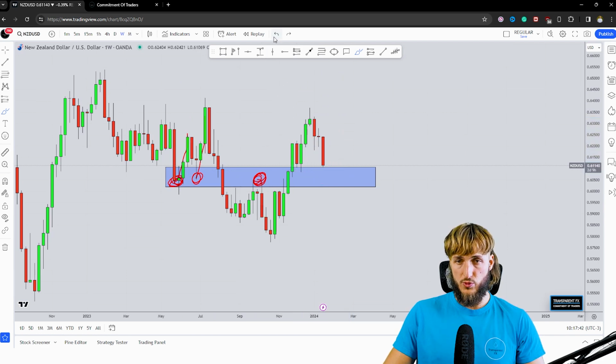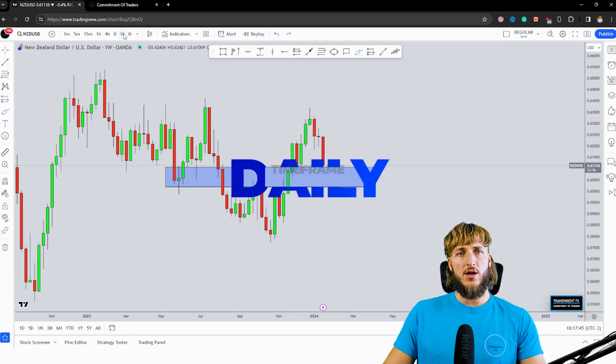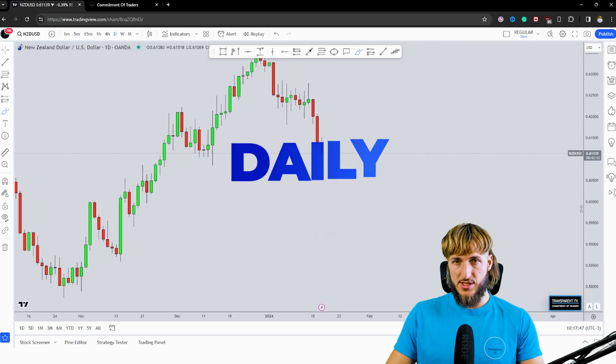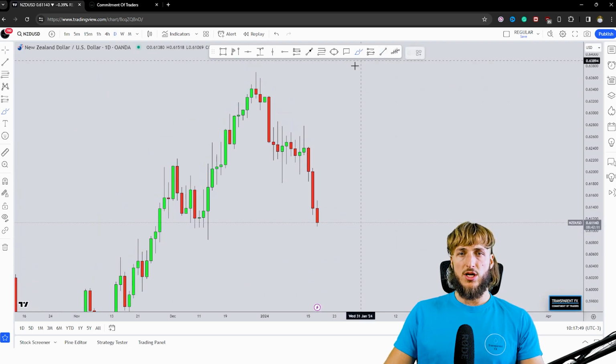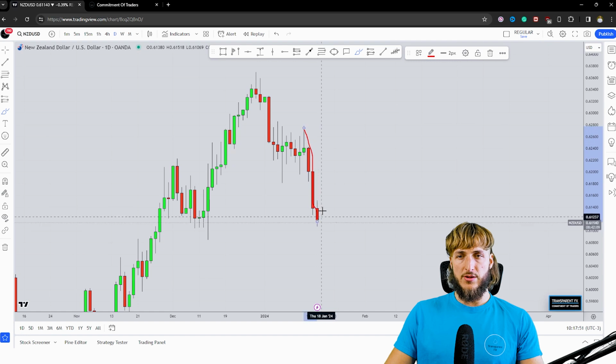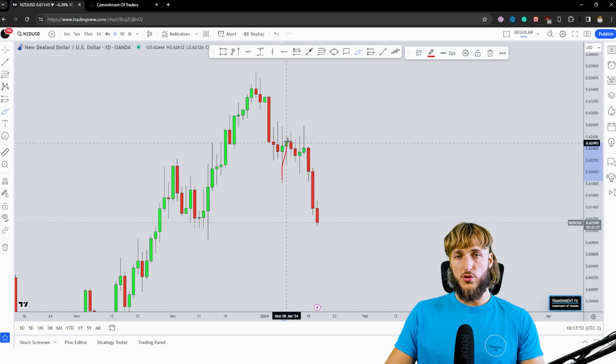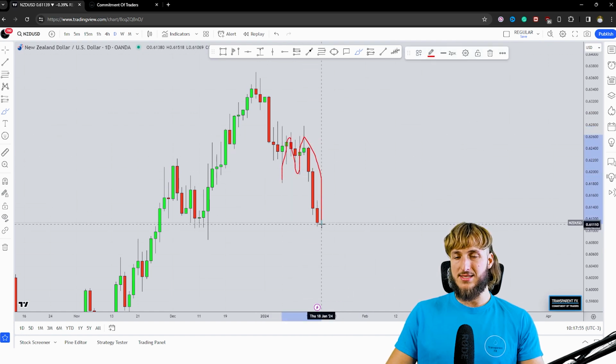Dropping down on the daily time frame, what do we see? Now, from a daily perspective, we can notice that in creating this move to the downside, the market has also currently just printed this overextended M pattern.